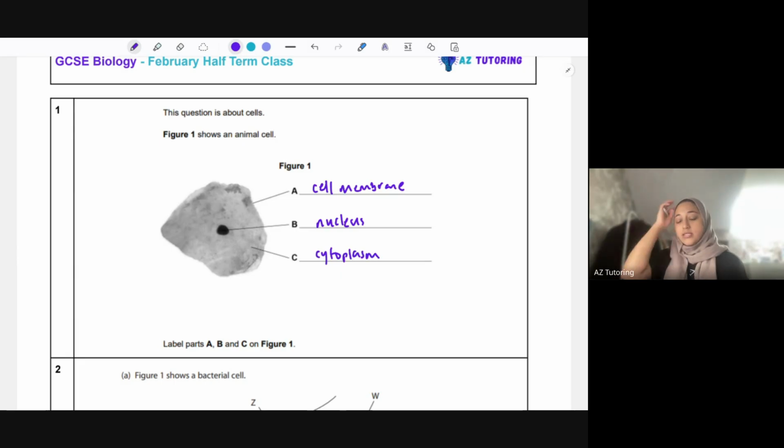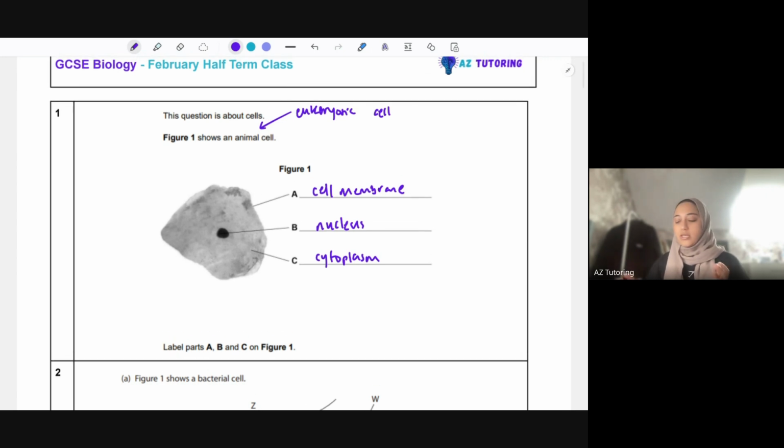So remember, animal cells are a type of eukaryotic cells, so they could have given a different eukaryotic cell. You could have also had a plant cell. Plant cells are also a type of eukaryotic cells. Remember, the difference with the plant cells is that plant cells have chloroplasts, they've got a permanent vacuole, and they've also got the cell wall extra. So they've got 3 extra things compared to an animal cell. And it also has everything the same as an animal cell as well.